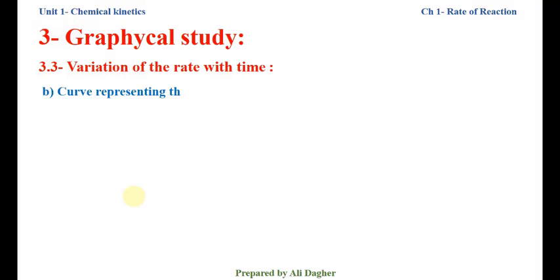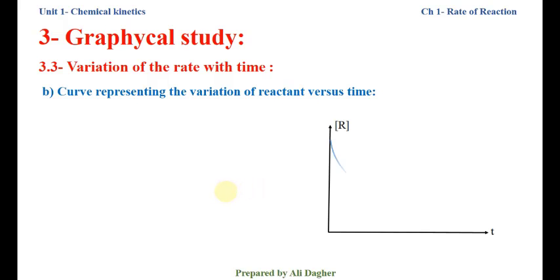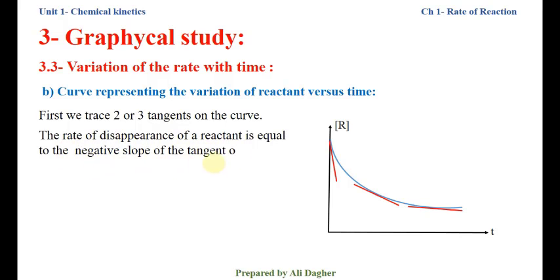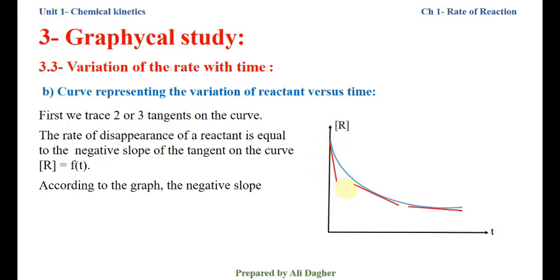Now, the case of the curve representing the variation of reactants versus time. This is a curve. First, we trace 2 or 3 tangents on the curve at the beginning, in the middle, and near the end. Definition: graphically, the rate of disappearance of a reactant is equal to the negative slope of the tangent on the curve [reactant] = f(t), or number of moles of reactant = f(t). According to the graph, the negative slope is maximum at t equals 0, then it decreases with time.